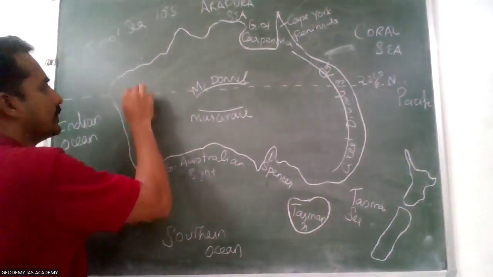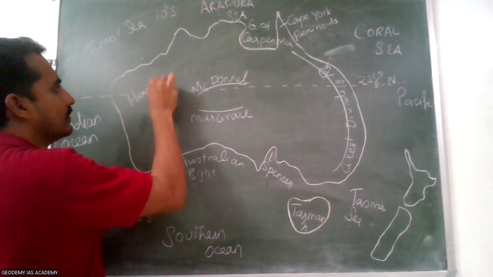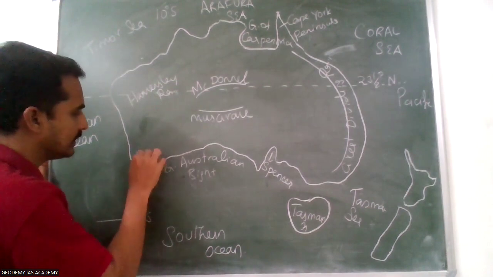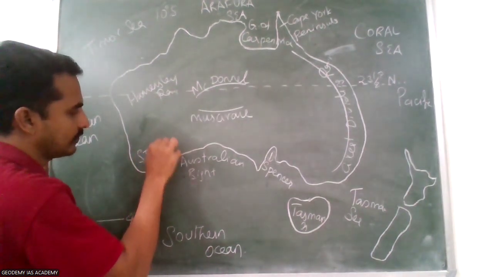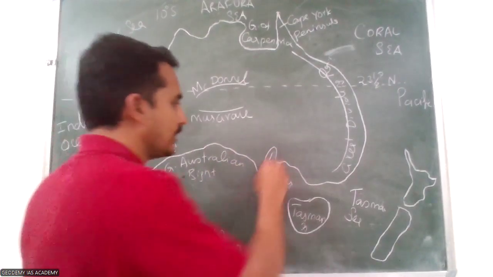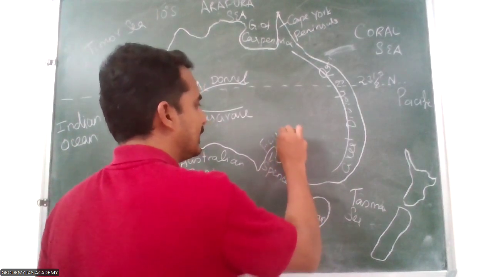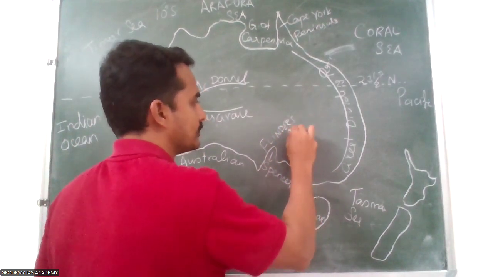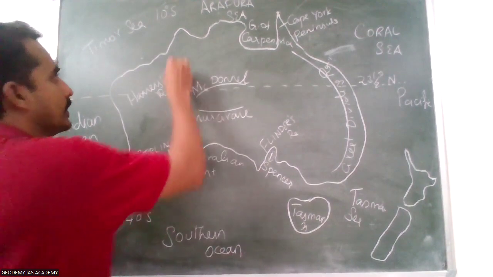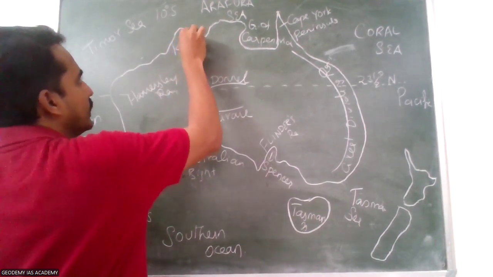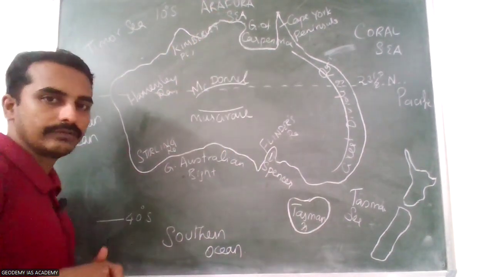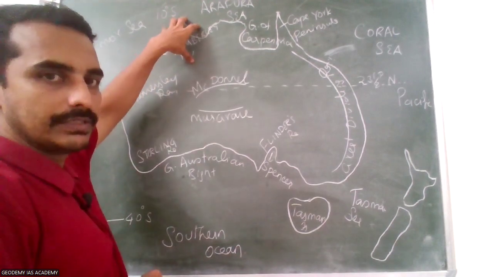Okay, and then here it is Hammersley Range, and here Stirling Range, and nearer to the Gulf of Spencer, here Flinders Range. Okay, so these are all. And the important plateau here, the Kimberley Plateau, is located here. The Kimberley Plateau is one important plateau rich in mineral resources, and frequently it is in the news. The Kimberley Plateau region in this part.